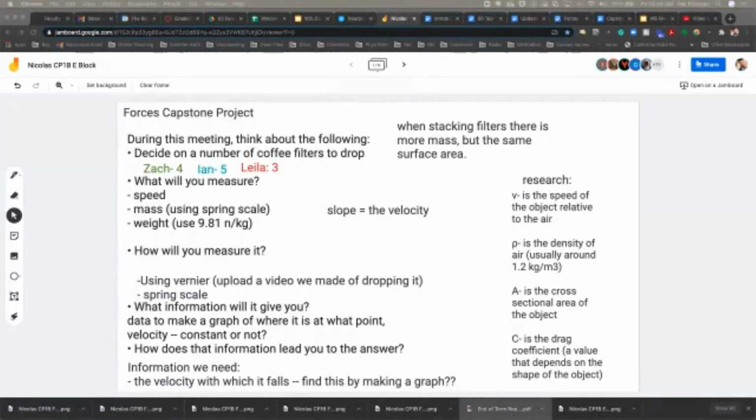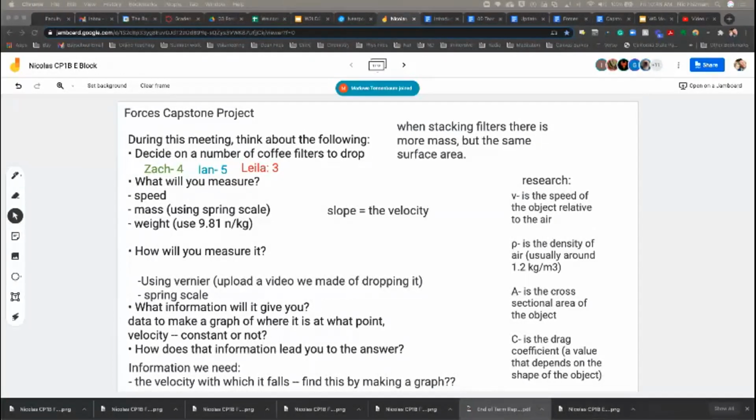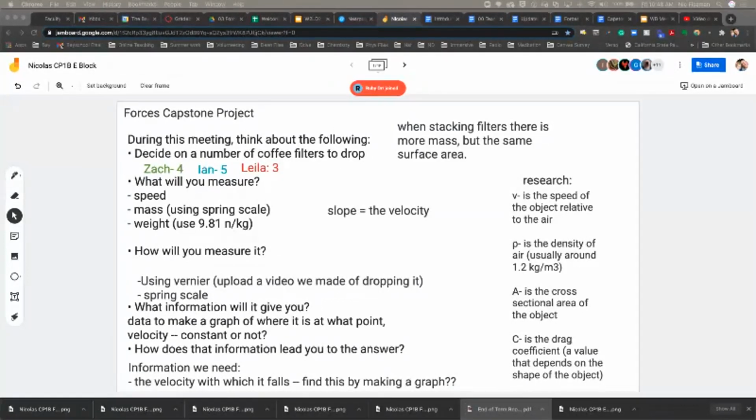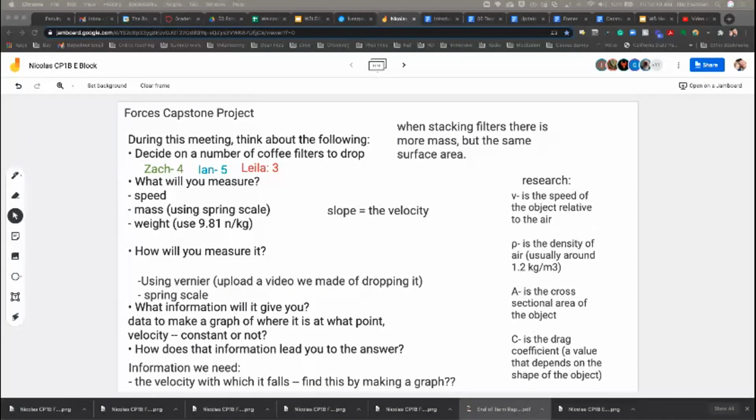I can start. So we all decided on our coffee filter numbers. We went with more of a lighter choice just for time reasons. We didn't want it to hit the ground immediately, because the more weight, the more it will go down. We decided what we would measure. Our first thoughts are speed, mass, and weight, just to get some basic measurements, and then Layla can talk about how we'll measure it.